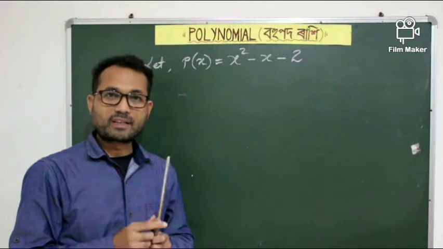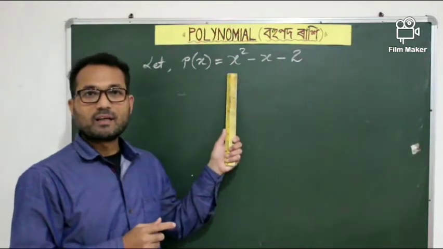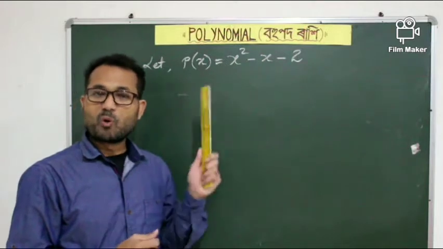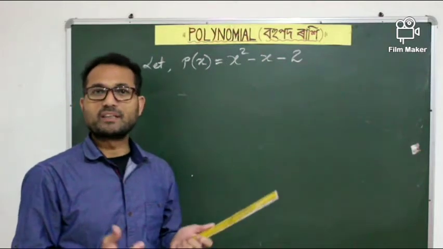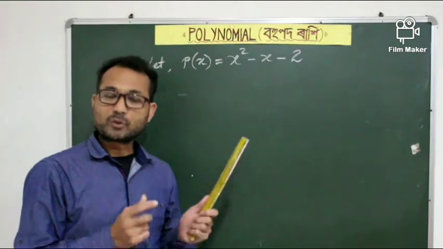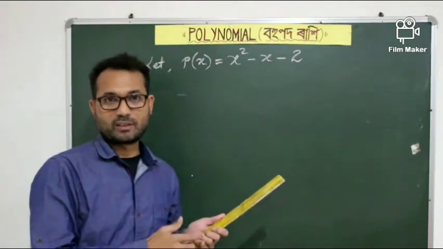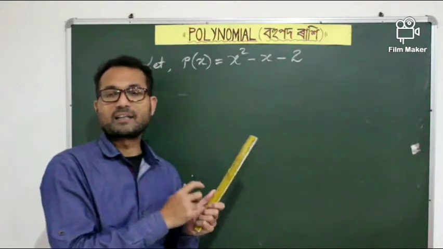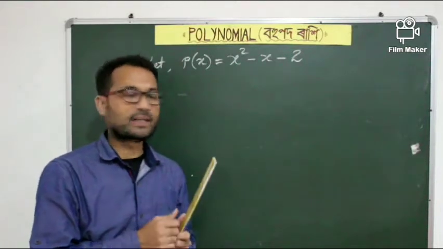But before drawing the graph of this polynomial, let us find the zero of this polynomial, and that too by trial method. Okay, so by the trial method let us find its zeros.